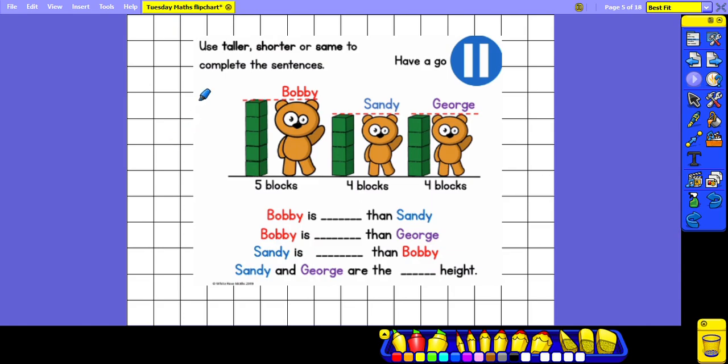And now we need to use the words taller, shorter, or the same to complete the sentences below. So Bobby is something than Sandy. Bobby is something than George. Sandy is something than Bobby. Sandy and George are the something height. So you are comparing the heights of the bears to fill in these gaps. You're using these 3 words. Okay, pause the video now and have a go.